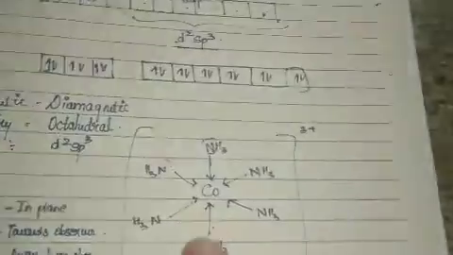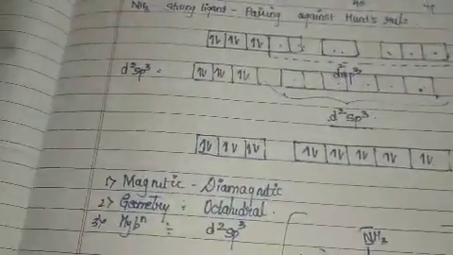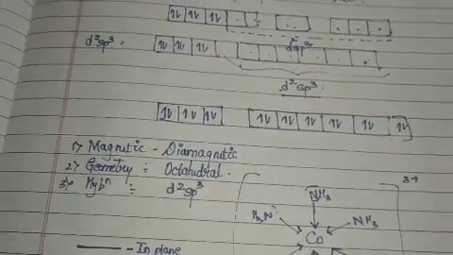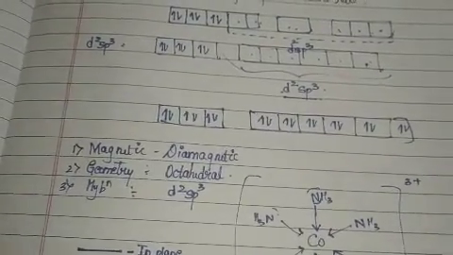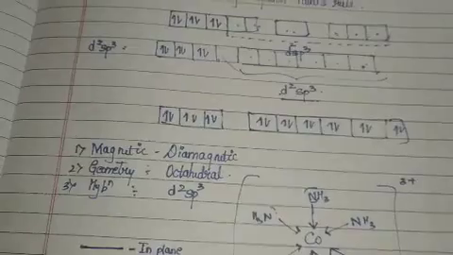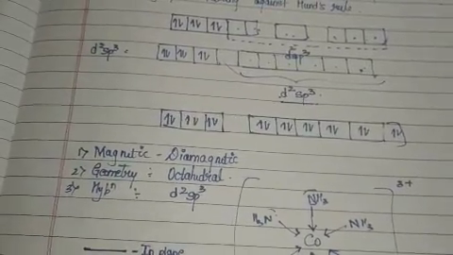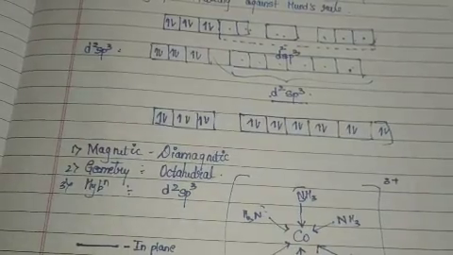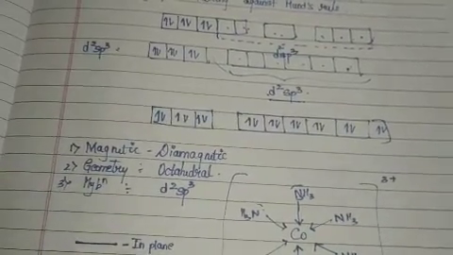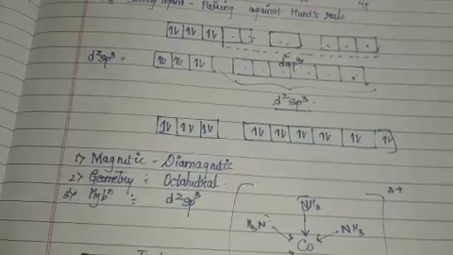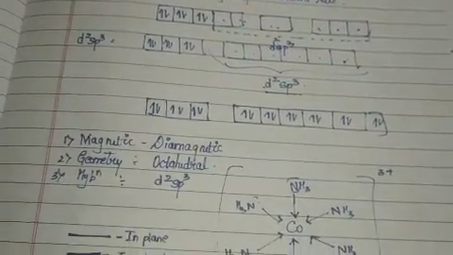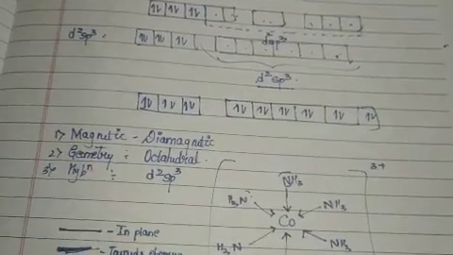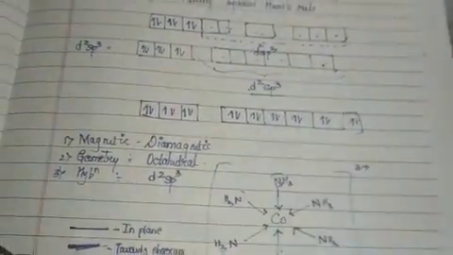So if I write the same structure in the three-dimensional figure, I could write it in this way: NH3, NH3, NH3, NH3, and this way you will be getting your figure or the geometry, where the two ammonia molecules are in the plane, two are towards the observer and two are away from the observer.